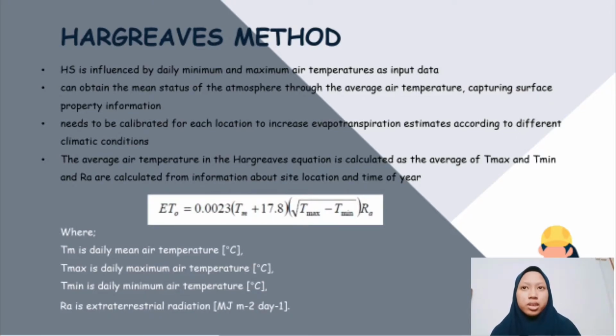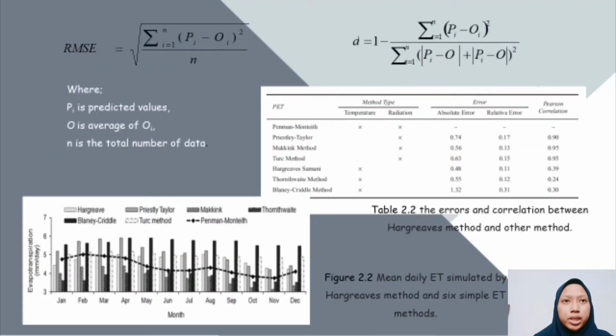So here is the equation to estimate the evapotranspiration by using the Hargreaves method. We need to find the RMSE, root mean square error, and the index of agreement, which is D. This is the formula of RMSE and D, where Pi is the predicted value, Ō is the average of Oi, and N is the total number of data.